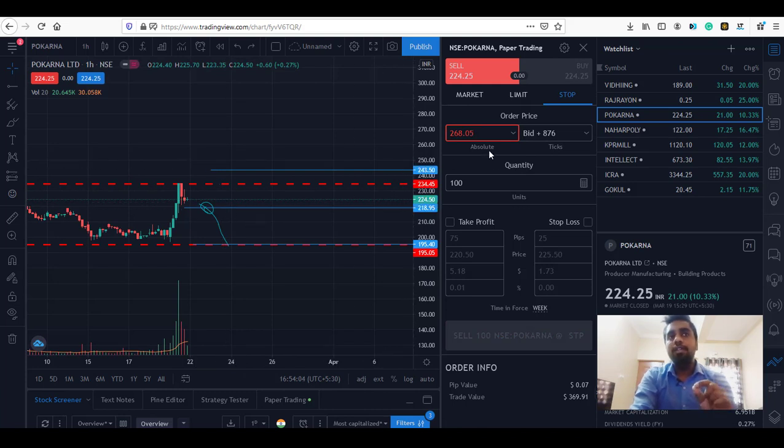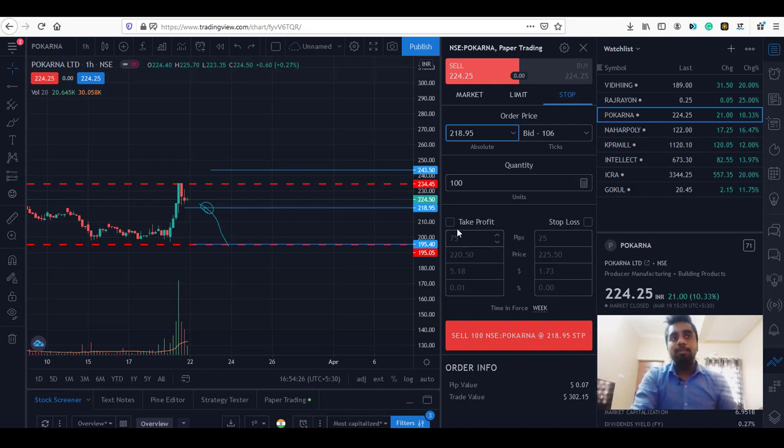So you see, right now it is showing red, which means wrong value, because using a stop order we can only place the order below the market price. If you try to place above the market price, it will not take. So I'm going to place 218.95. This is the price I'm looking to enter tomorrow.